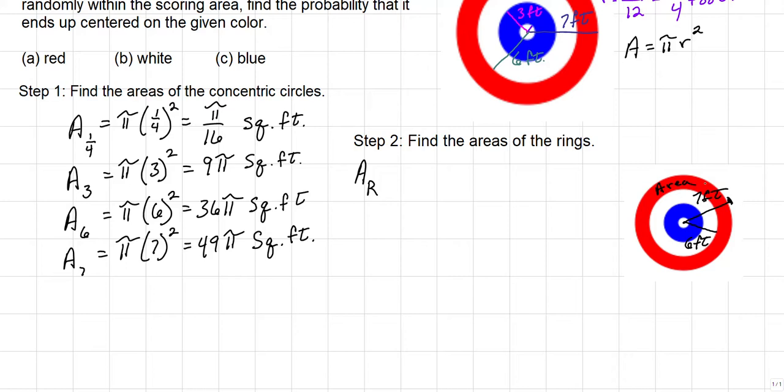So the area in the red ring is going to be equal to the area of the circle with a 7-foot radius minus the area of the circle with the 6-foot radius. And what that will be equal to is 49 pi minus 36 pi. When I do that subtraction, I will get 13 pi square feet.